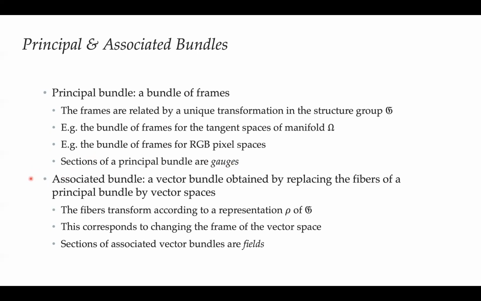And then the second kind of bundle we're interested in is called an associated bundle. It's a bundle associated to a principal bundle. And this is a bundle where the fibers are vector spaces. Basically, you can obtain this by replacing the fibers of the principal bundle by vector spaces. Now, these fibers transform according to some representation rho of G. Applying that representation corresponds to changing the frame of the vector space. And sections of this kind of bundle are what we call fields.